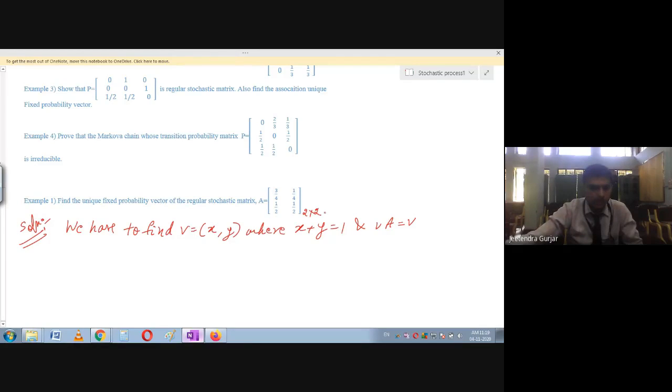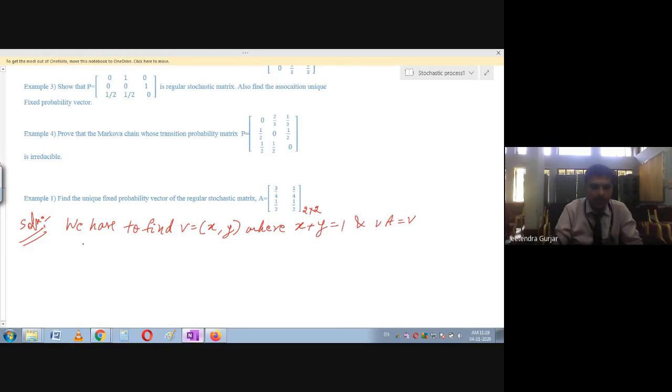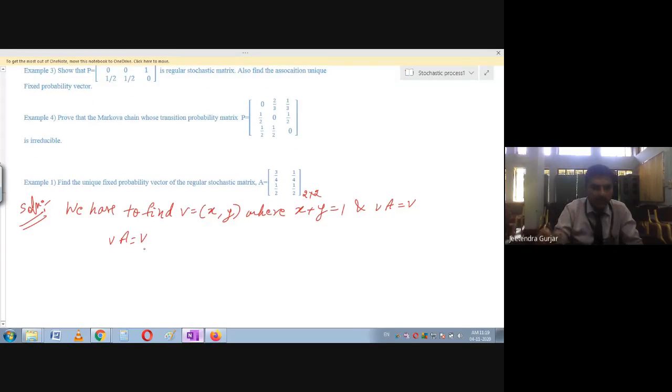2 cross 2. So we are going to substitute the values now. First I am going to take the condition VA is equal to V. I will substitute the values here, students. That is, V is nothing but (x, y) I am going to take, and then I am going to substitute here the A value.